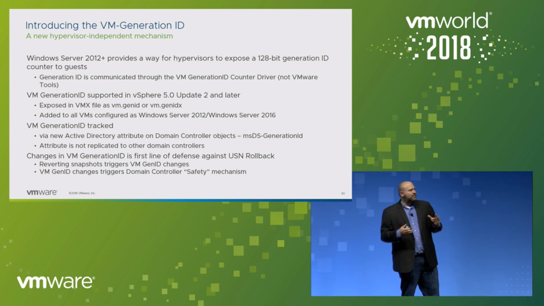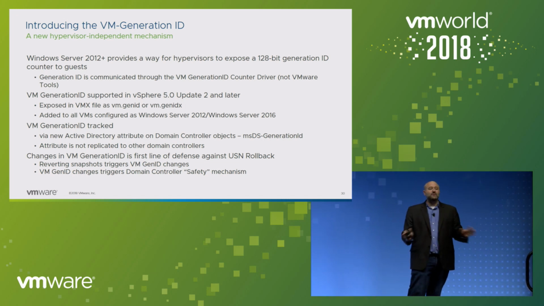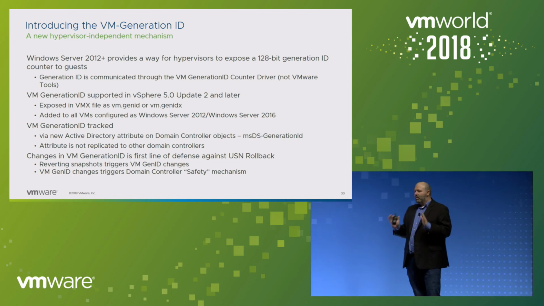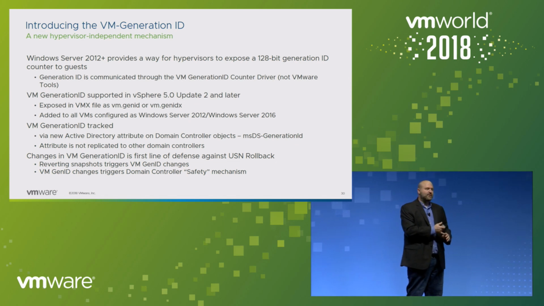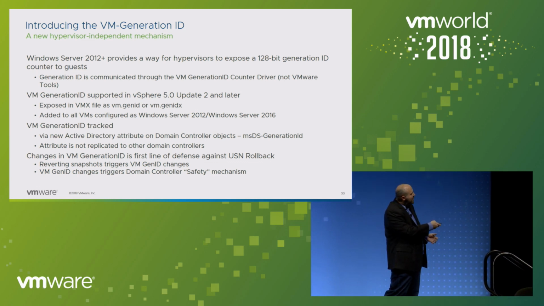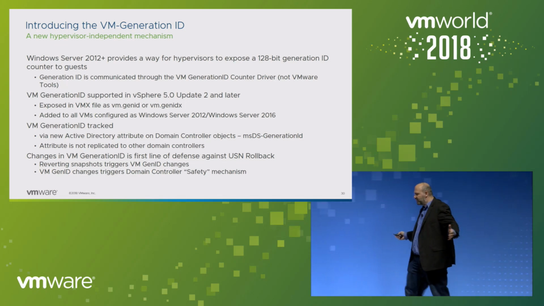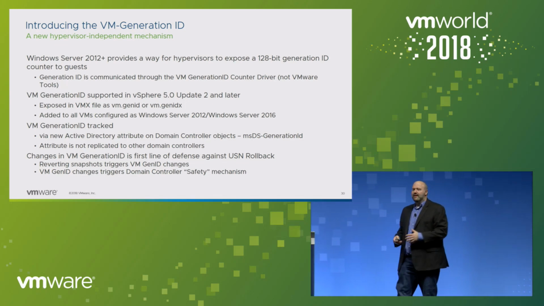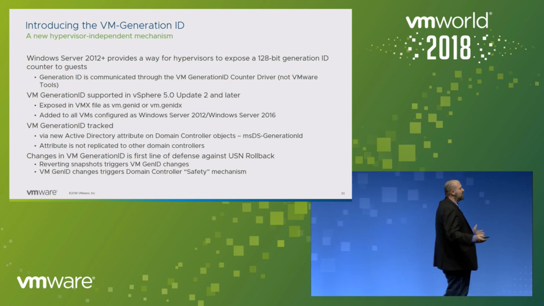And this is applied through a driver inside of Windows Server. It has nothing to do with VMware Tools. So it only matters that the VM is set specifically to Windows Server 2012 or above. Otherwise, that attribute won't appear. And you can see it right here, VM Gen ID or Gen ID X. It's added to all servers that are Windows Server 2012 or 2016. It only matters if it's a domain controller, but all of your servers will have it.